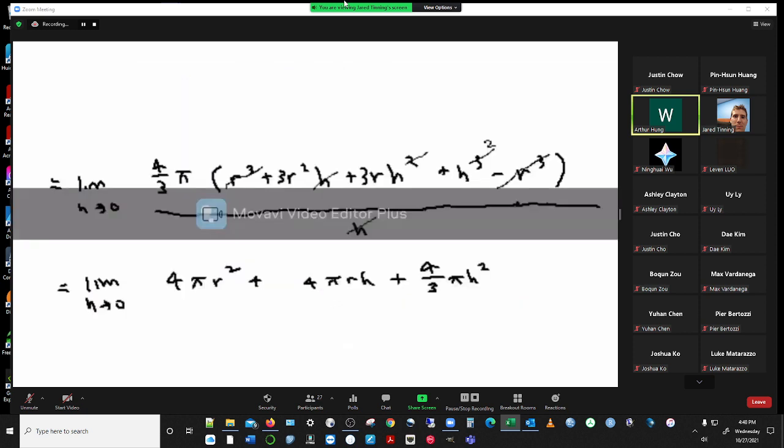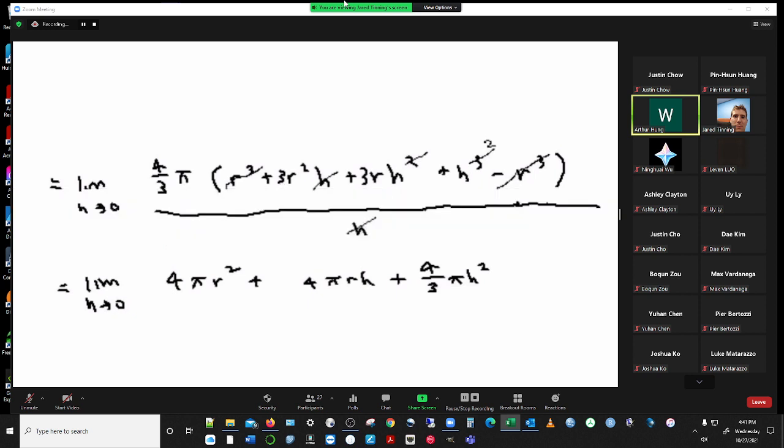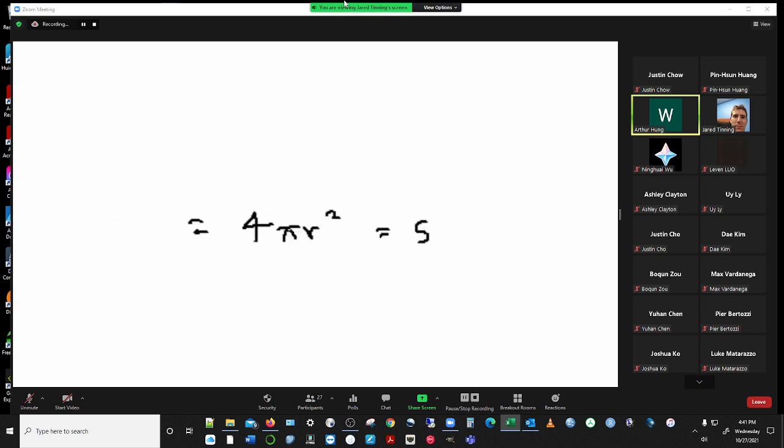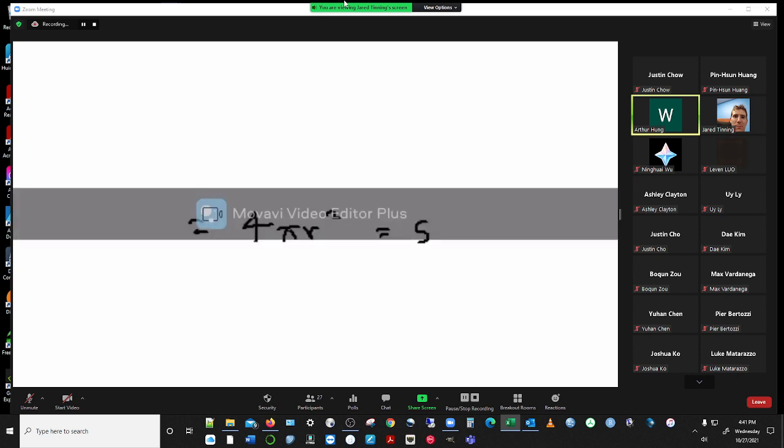We are left with this bottom line after some rigorous cancellations. As we are still left with the limit as h tends to 0, we can take the second and third subjects to be 0. This leaves us with just 4 pi r squared. This is the surface area of the sphere, thus proving the question.